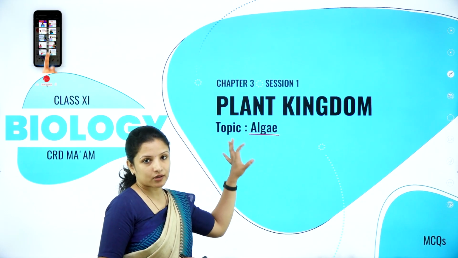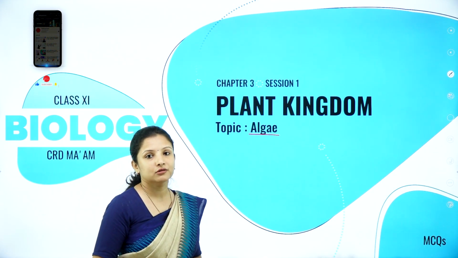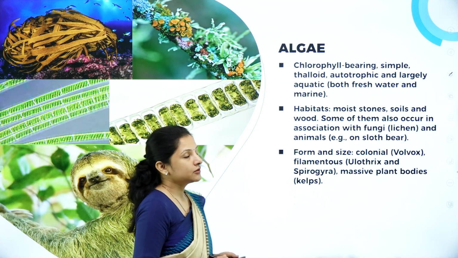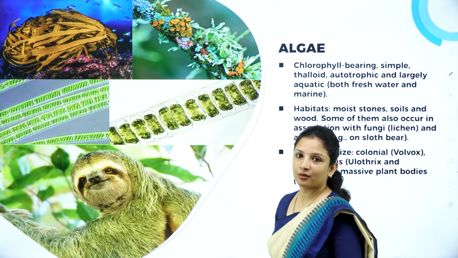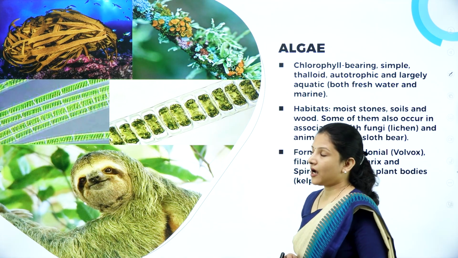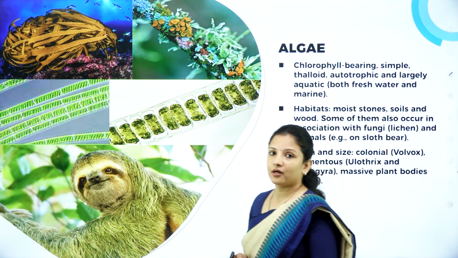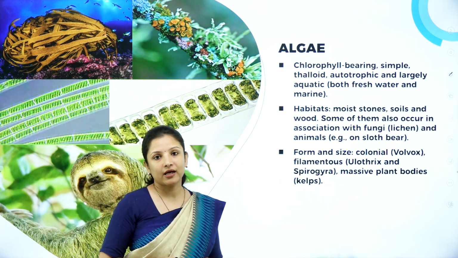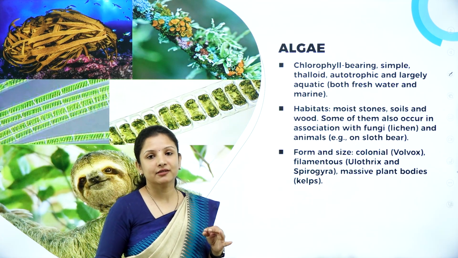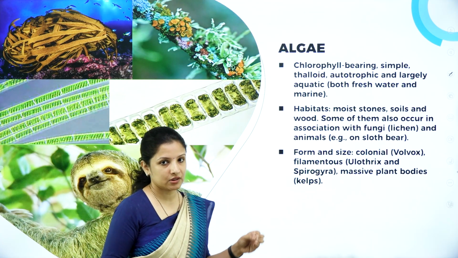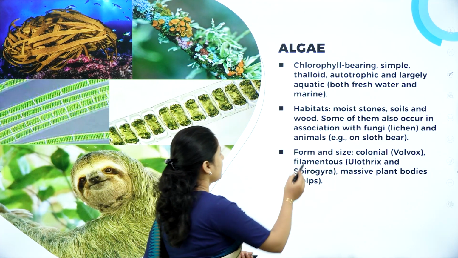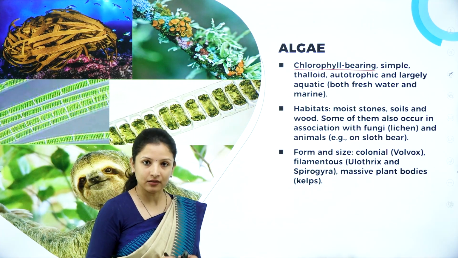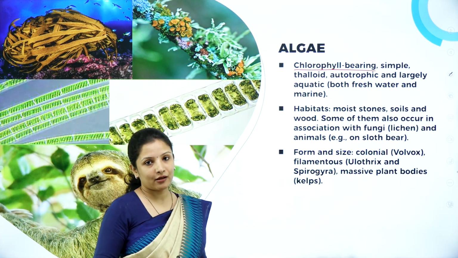So let's understand what algae is and then move into learning about some of the MCQs that can come under this particular topic. So talking about algae, let's look into some of the general characteristics of algae. So algae, they come under the plant kingdom. In the plant kingdom, we have the algae, bryophytes, the pteridophytes, gymnosperms and the angiosperms. So algae, they are chlorophyll bearing, that is they have chlorophyll pigment in them, that is why they are green in color. And they are simple thalloid structures.